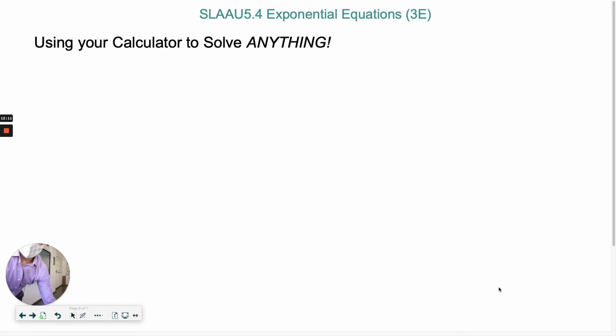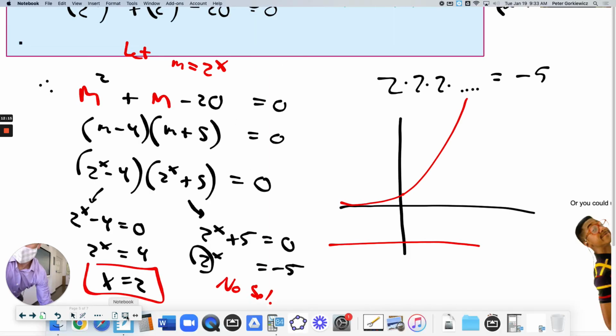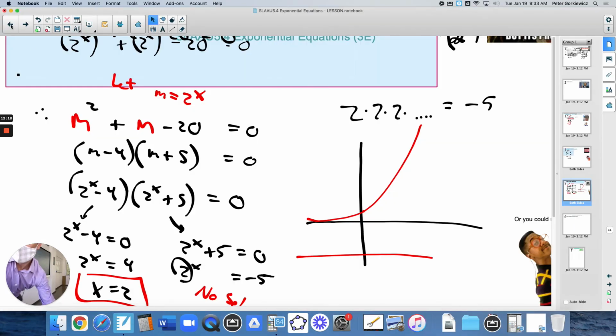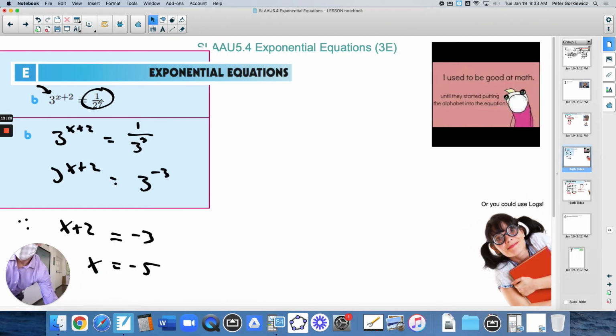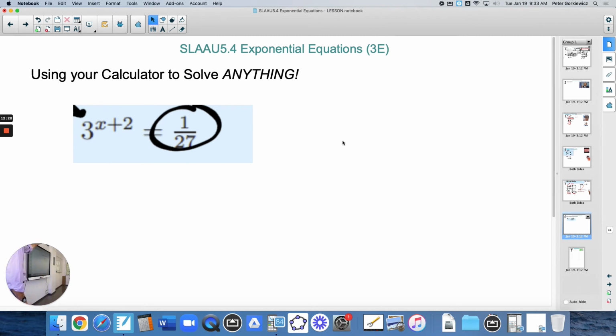Last trick. Let's do this one with our calculator. I just want to show you how to run this with your calculator regardless of what you have. We already did that by hand.